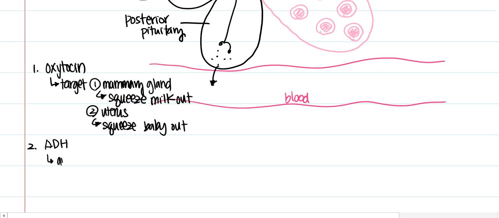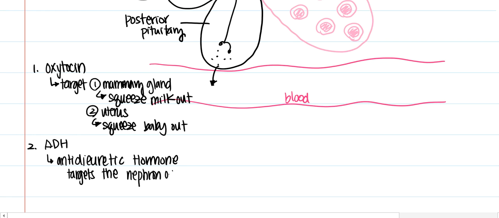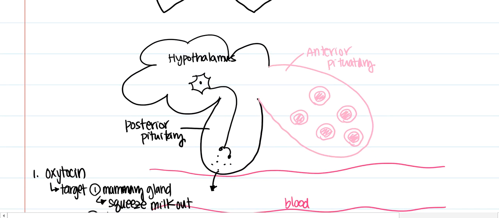ADH stands for anti-diuretic hormone. Just like the word suggests, it's anti, not diuretic, against water. So it targets the nephron of the kidney. And what this does is it reabsorbs water before urine is completely committed to be excreted out of the body. Good. So these two hormones must be memorized for the posterior pituitary.